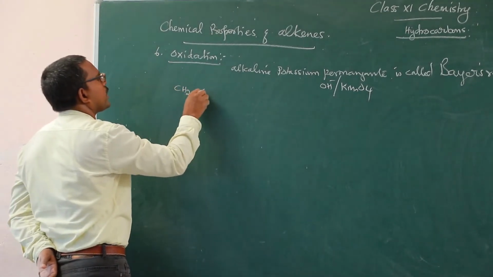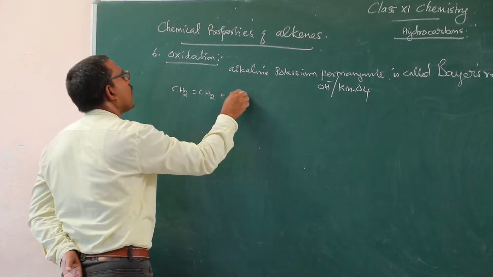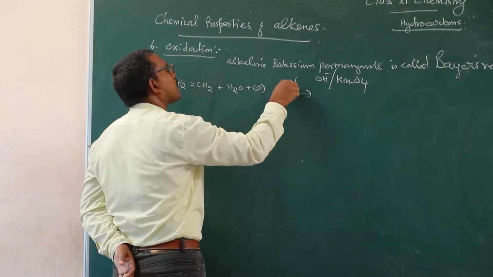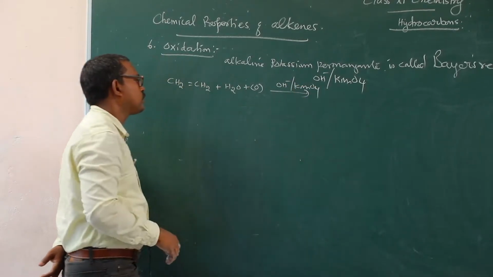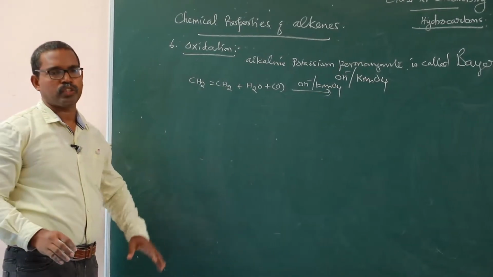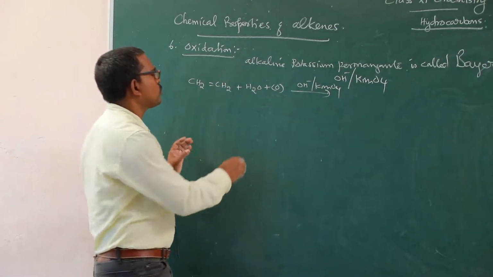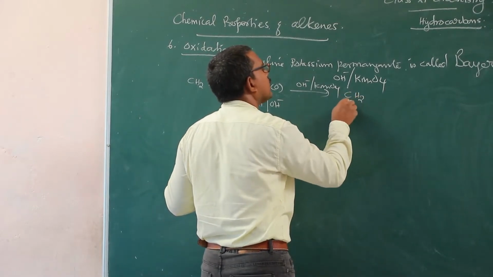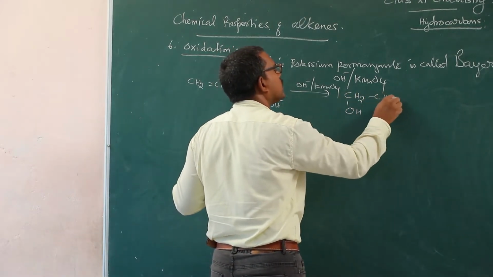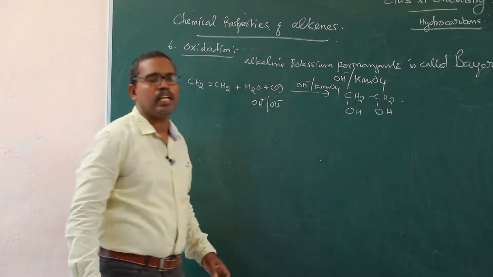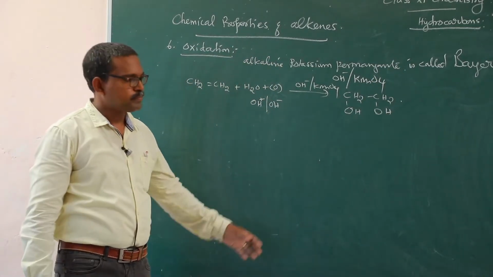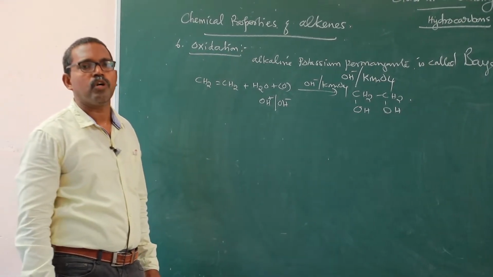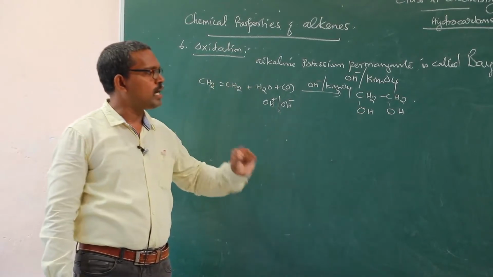Ethylene, we are taking ethylene, reacts with water. It is written as oxidation. Alkaline potassium permanganate provides two OH groups, OH plus and OH minus. So it provides CH2OH, CH2OH, ethylene glycol as the product. Ethylene glycol is otherwise known as ethane-1,2-diol. Ethane-1,2-diol is the product.